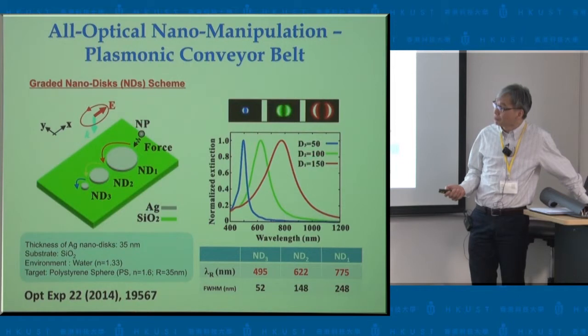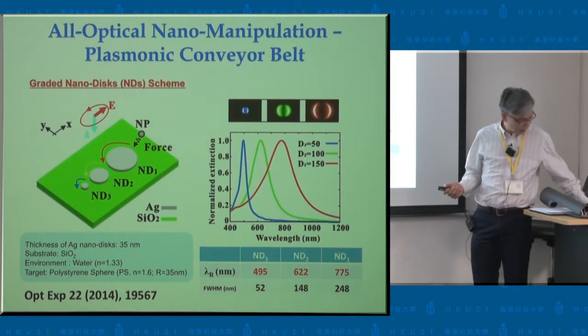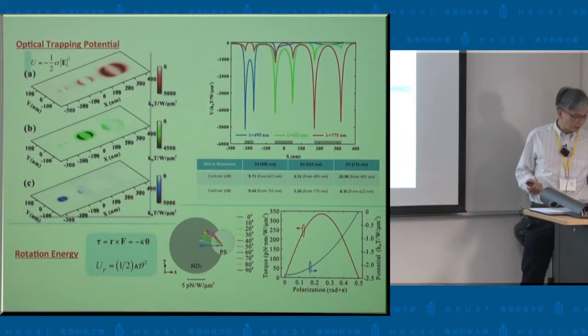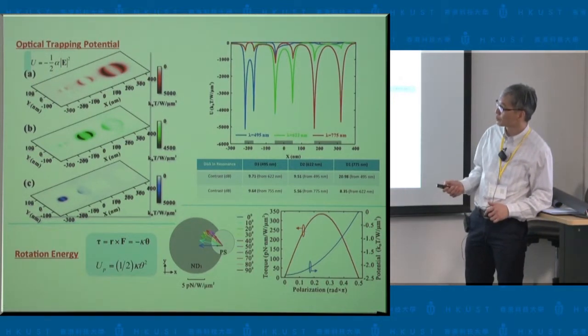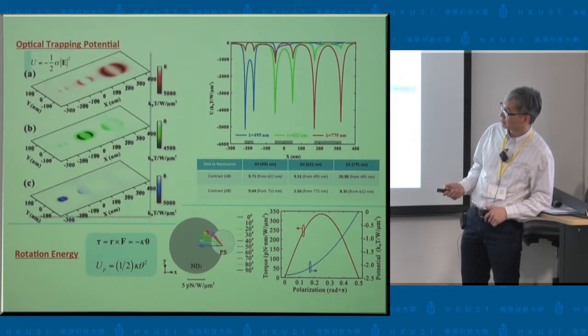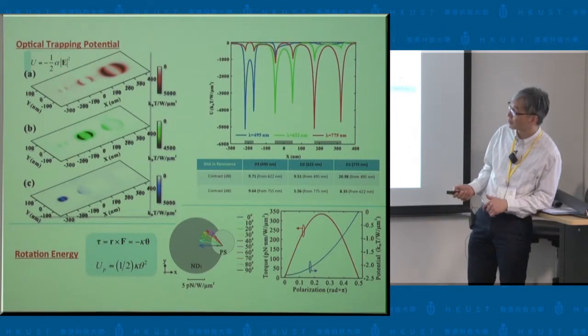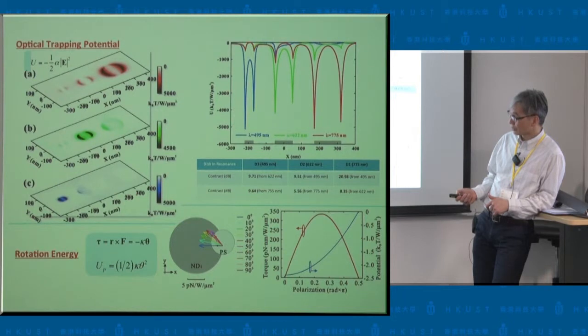The final one is a conveyor belt. So we use 3 different sizes of disk. Because of their size, they resonate at green, red, and blue. And then they are polarization dependent. So as you can see in the next slide, if you actually use a certain polarization, the hot spots will be the top and bottom. And then you can see that as you switch wavelength, the different disk gets resonated. In fact, you can actually work out the forces of a particle, for example, polystyrene beads. You can actually move it along the edge of the disk.